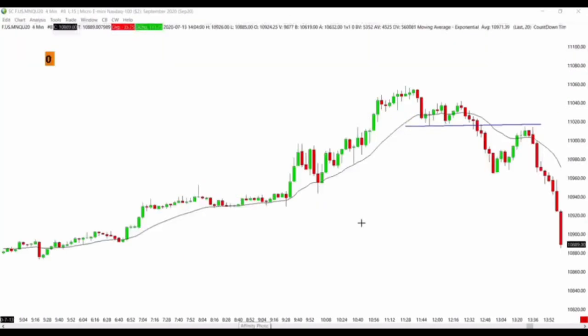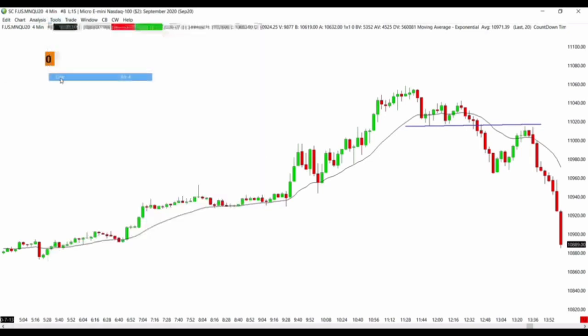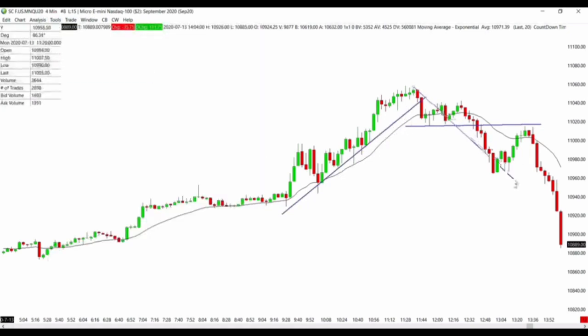Okay, here's another example right here. The market was going up, we broke down, and then we created a nice impulse right here, guys. So let me show you real quick. We broke this right here. Now the market is going down.